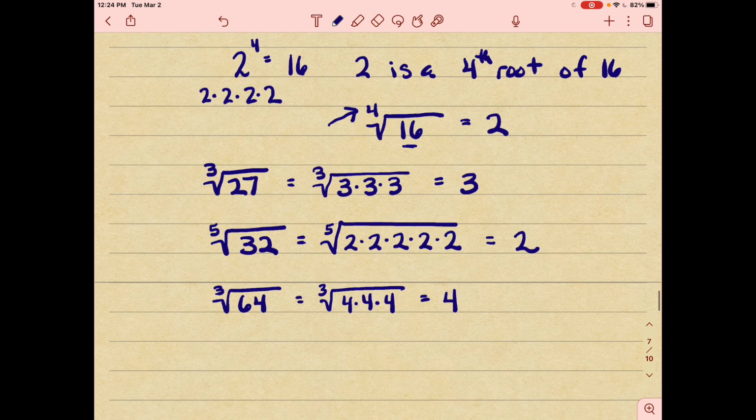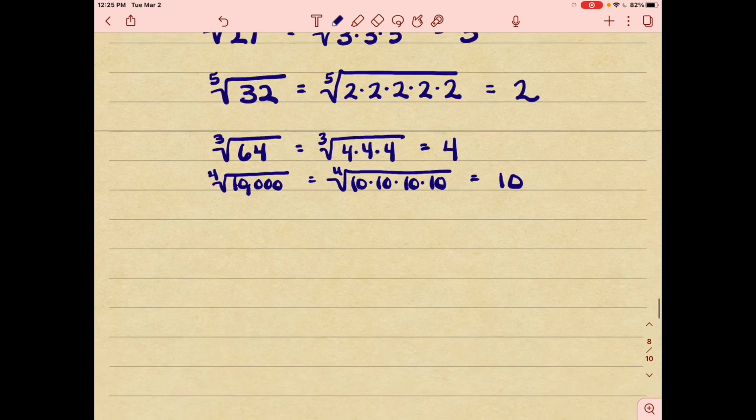Or this one actually is not so bad. The fourth root of 10,000. Notice that there are 4 zeros, because that means that 10 times 10 times 10 times 10 would give me 10,000. So there are 4 10s, and the fourth root of 10,000 is just 10.